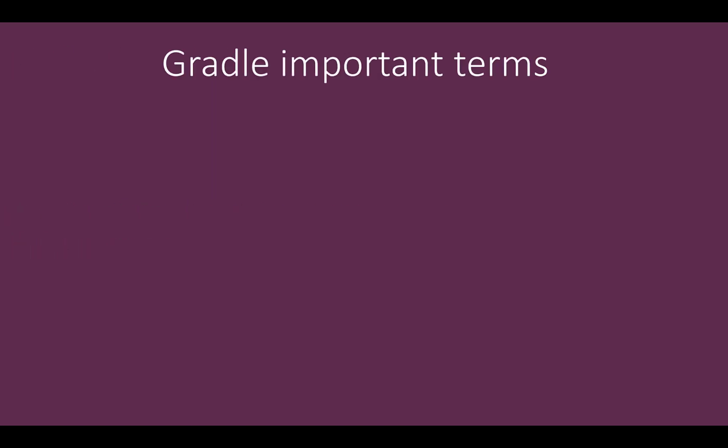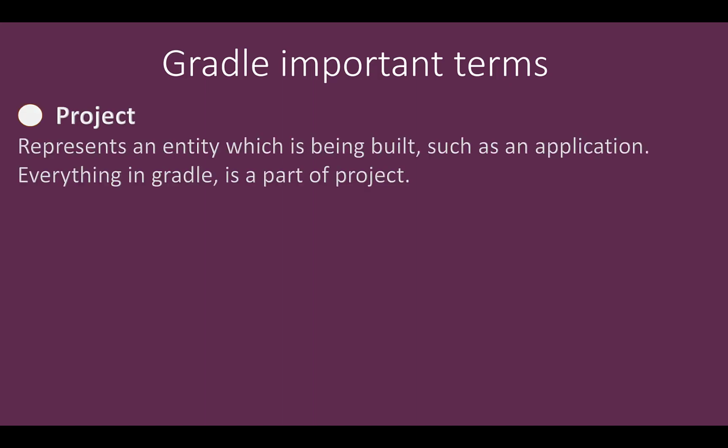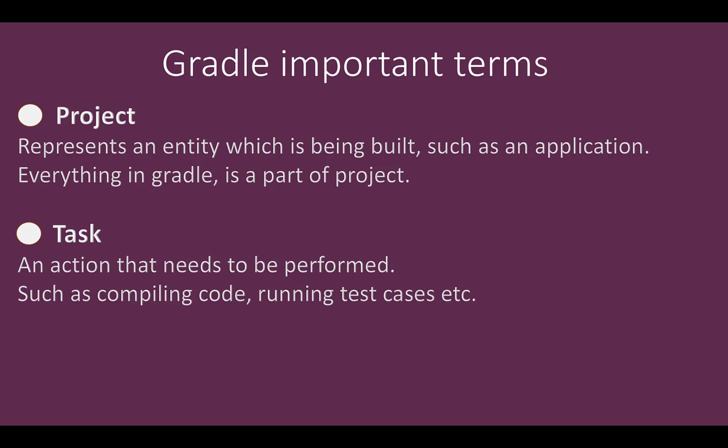There are three important terms that you need to understand when working with Gradle. Project. Project is the application that you are building or managing with Gradle. It is the highest level entity in a Gradle application. Everything in Gradle comes under a project. A Gradle task is an action that you want to perform with Gradle build. Common examples of tasks include compiling your code, creating an executable jar, running unit test cases, etc.